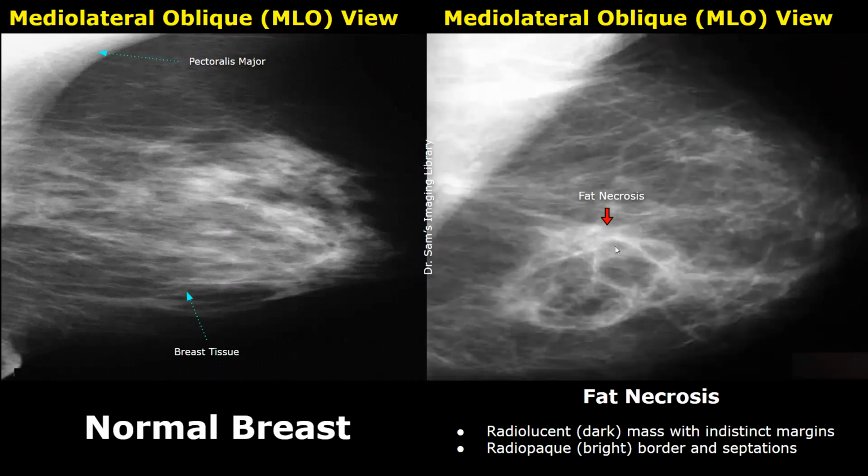Patients with fat necrosis will usually have a history of breast biopsy, surgery, or they may have some sort of trauma. So if they have such history and you see this type of lesion on mammography, it is most likely fat necrosis.